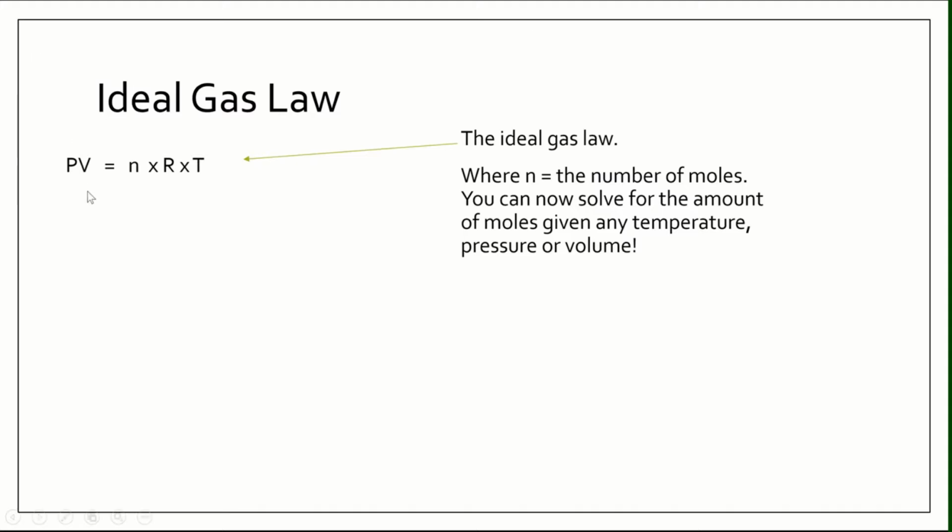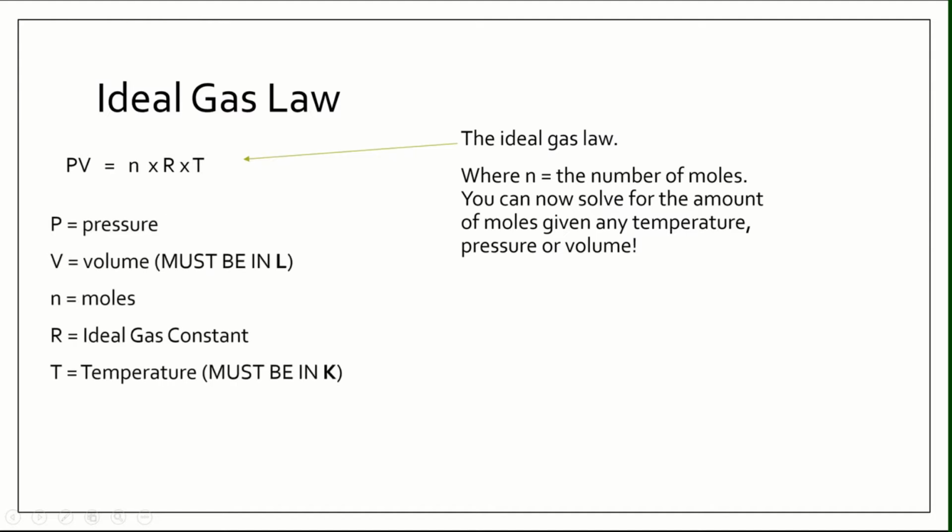So the ideal gas law is PV is equal to nRT, where n is the number of moles we can solve for. So now we can solve for moles even if we're not at STP. The rest of the variables, P is pressure, V is volume. Make sure you convert to liters this time.